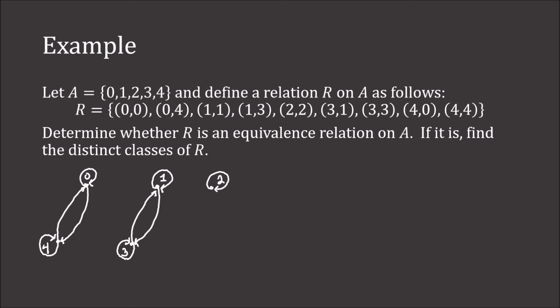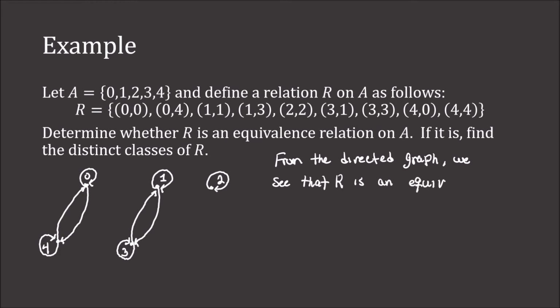So from this directed graph, we can conclude that R is an equivalence relation. And so that completes the proof that R is an equivalence relation. All we have to do now is find the distinct classes of R. So start with the element 0. Remember, the class of 0 is the set of all elements that are related to 0. So that would be, from the directed graph, 0 and 4.